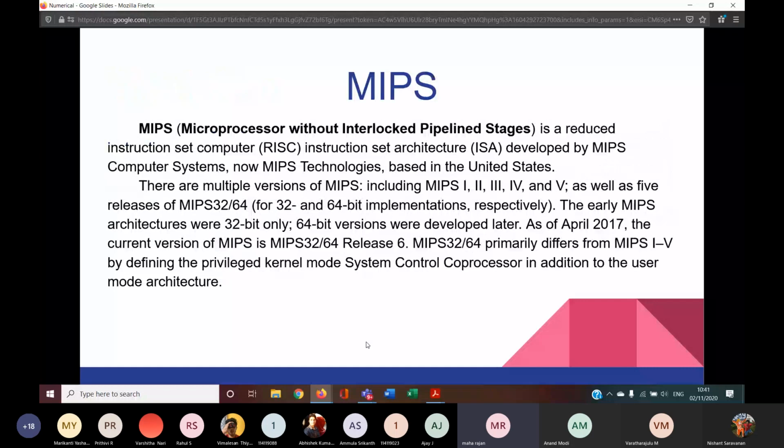Now let's see an example of an instruction set architecture, which is MIPS, Microprocessor without Interlocked Pipeline Stages. It is a reduced instruction set computer instruction set architecture developed by MIPS Computer Systems, now known as MIPS Technologies, based in the United States. There are multiple versions of MIPS, including MIPS 1, 2, 3, 4, and 5, and they run on different versions, 32 bits and 64 bits. As you can see, it's one of the instruction sets developed really.